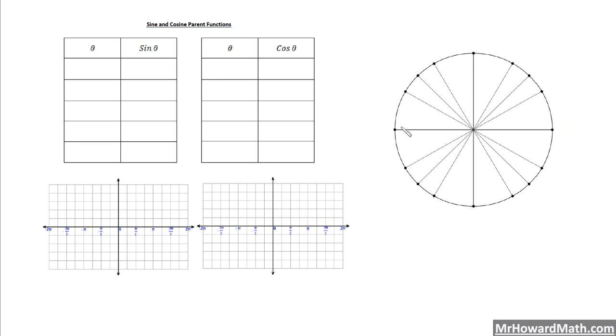When we're graphing, we're mainly concerned with the four quadrantals. So here, the ordered pair would be 1, 0. Up here, it would be 0, 1. Over here, it would be negative 1, 0. Down here would be 0, negative 1. So those are the main areas.